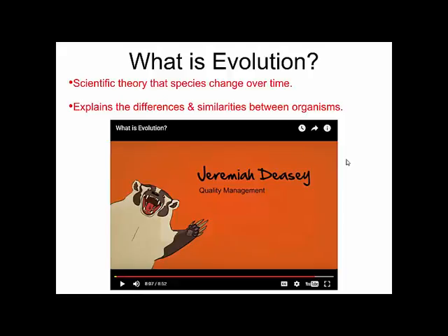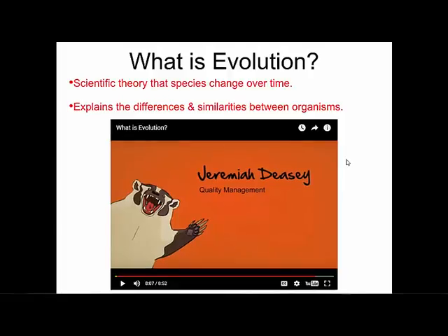So how do we know this, though? How do we know that species change over time? There were no humans around 10 million years ago to observe the species then. So how do we know what things looked like 10 million years ago, or 20 million, or 50 million years ago?